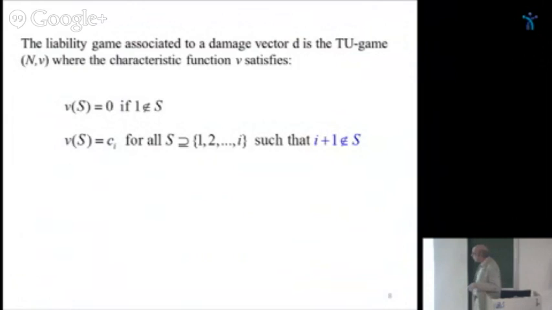So the natural game, which we call the liability game, the characteristic function: first of all, in any coalition in which player one is not present, there is no damage. If you have a coalition that contains a complete string from 1 to i, and i plus 1 is not in it, then we stop at Ci. This is the total damage that is to be divided. And in particular, if you remove player i from the grand coalition, you stop at C(i-1). So C1, C2, C(i-1).